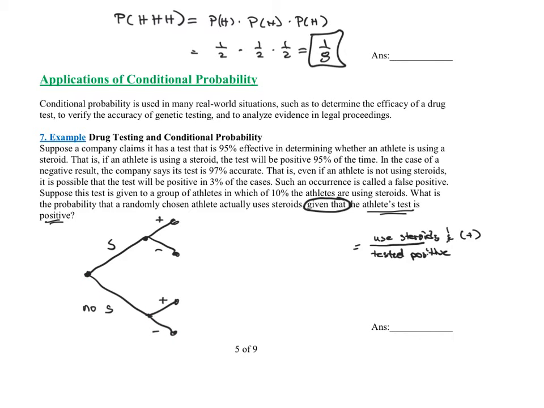That would mean the test was accurate. So the only two branches where it's actually accurate is if they use steroids and it's positive, and if they don't use steroids and it's negative. The other false negatives and false positives are also very, very dangerous.